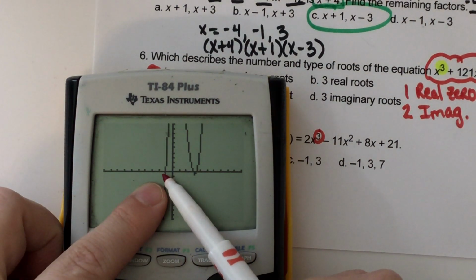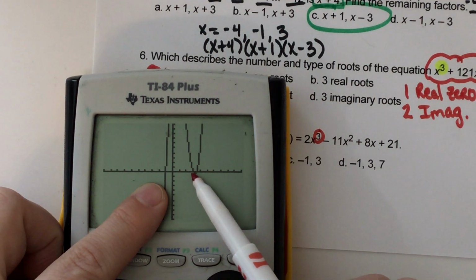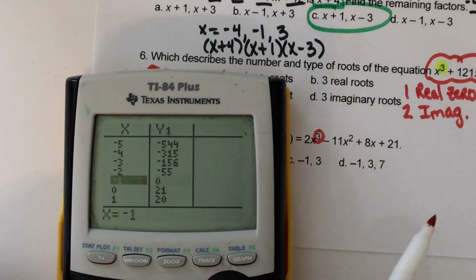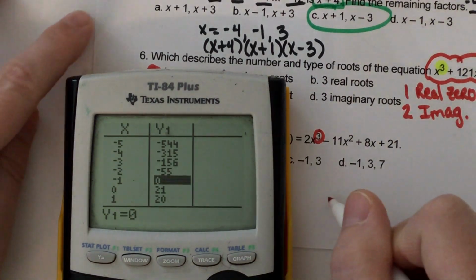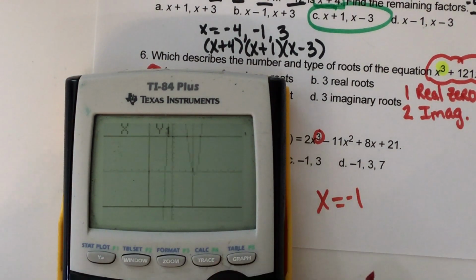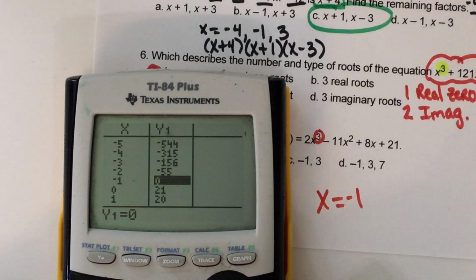This one looks like -1. This looks like maybe a 3, and that looks like a decimal. So let's look from the calculator. Okay, -1 is a 0. So -1's an answer. It looked like -1, and I'm verifying that it's -1 because there's a 0 in the y column.